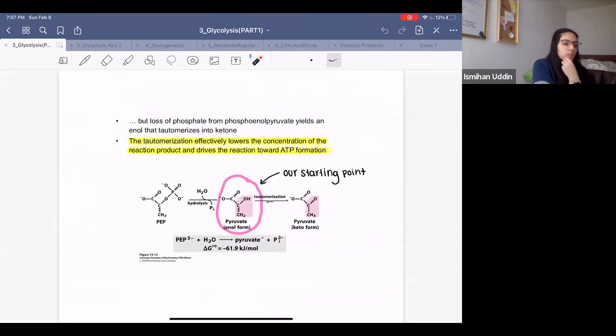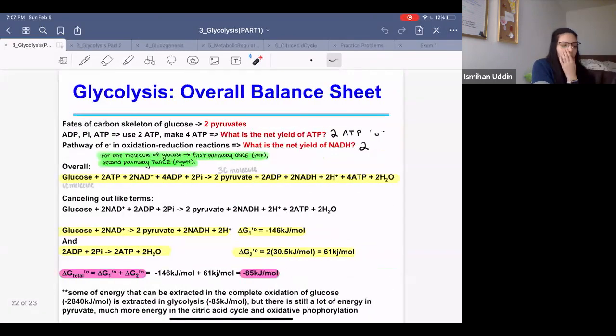But loss of phosphate from phosphoenolpyruvate yields an enol that tautomerizes into a ketone. Tautomerization effectively lowers the concentration of the reaction product and drives the reaction towards ATP formation. Lovely. Okay. So now we have an overall look at this. When we cancel everything out, we have a net yield of 2 ATP, 2 pyruvate, and 2 NADH.